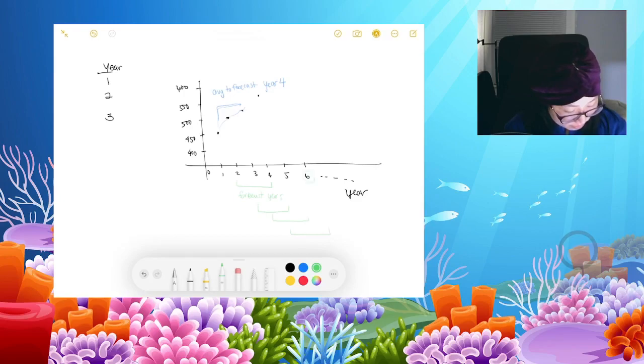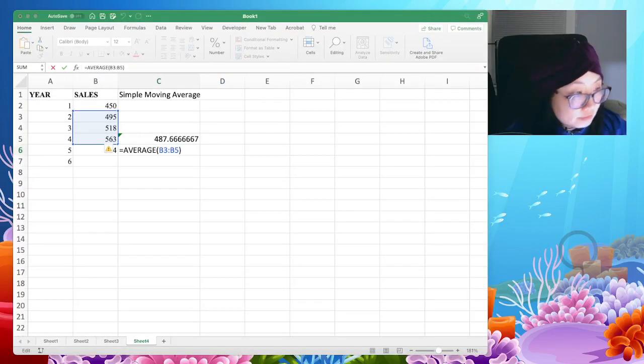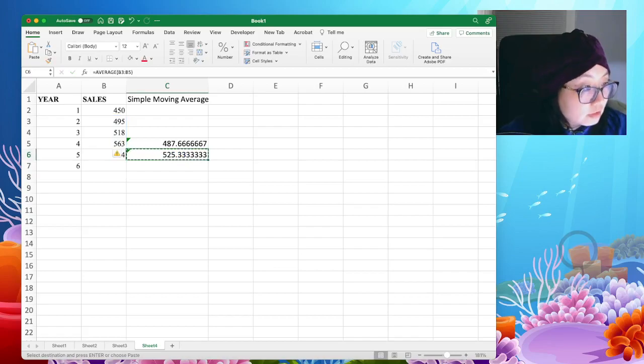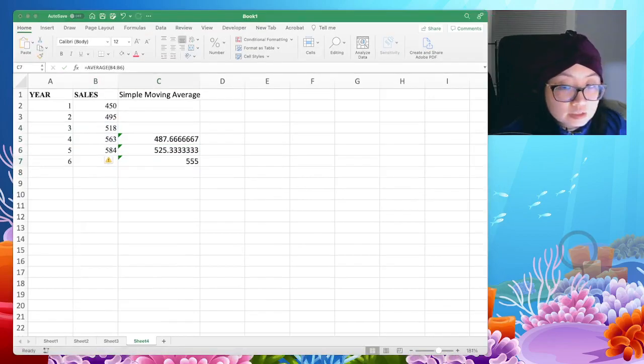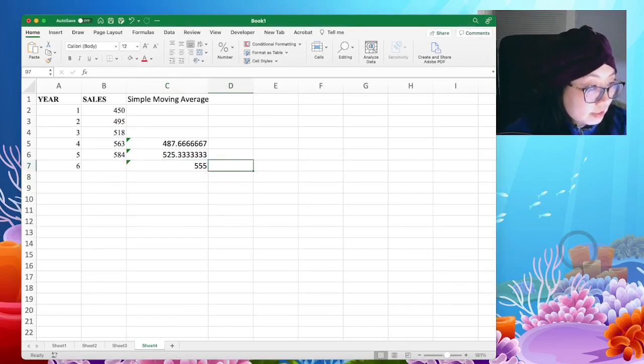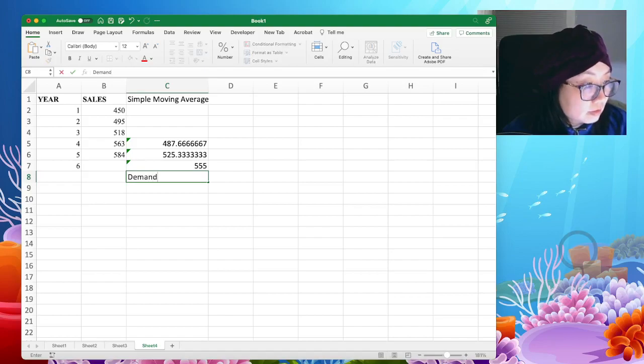So how do we get this one? This one is going to be based off of the 3 years right before. So if we go back to our spreadsheet now, we are going to be looking at the average of the 3 years before, which is going to give you 555. So that's how we would get the demand for year six. This is the demand. Okay, so now forecast the demand.